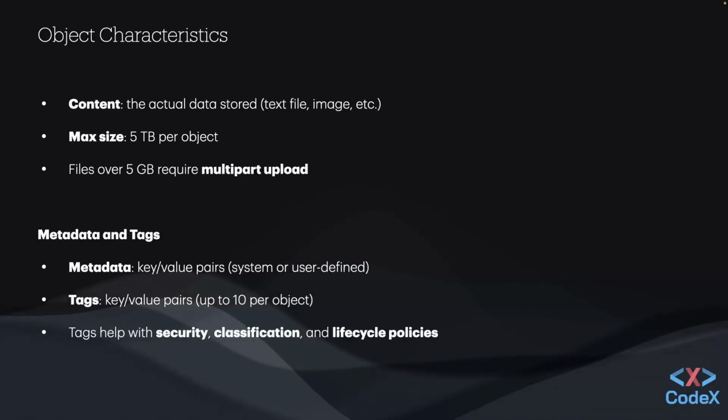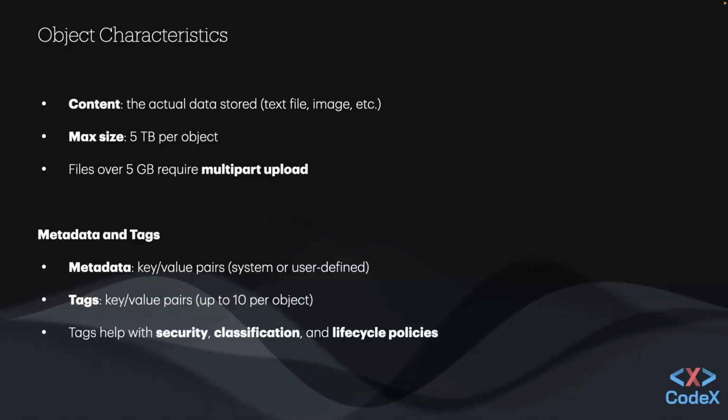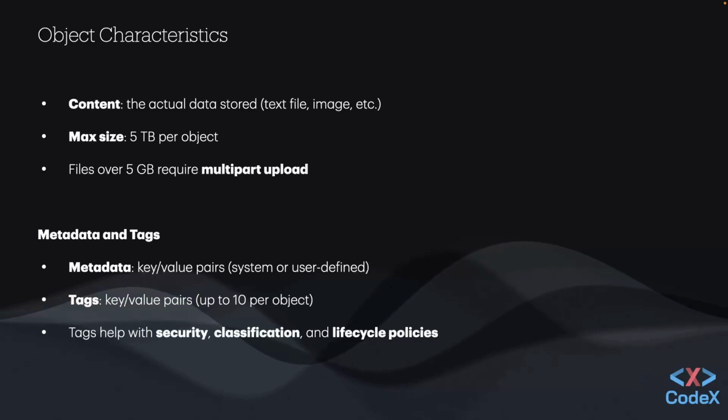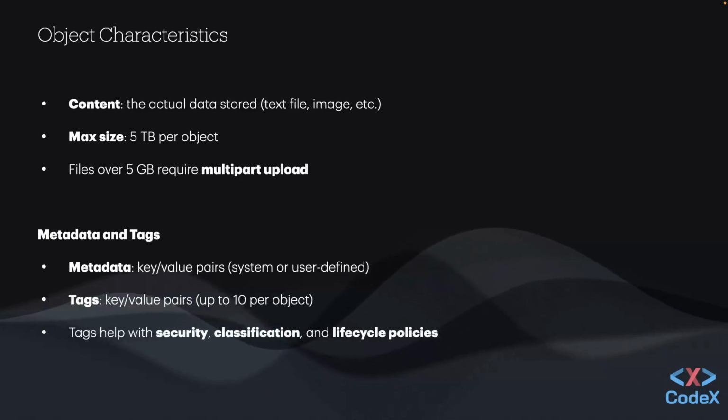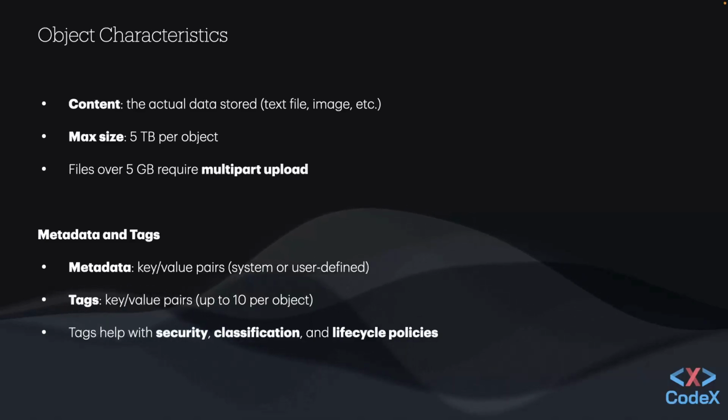Object characteristics. Content. This is the actual value stored by the object, such as a text file, image, etc. Maximum size. An object can be up to 5 terabytes, 5,000 gigabytes, in size. If you want to upload a file larger than 5 gigabytes, you must use the multi-part upload mechanism. Metadata. Objects can include metadata, which are key/value pairs similar to JavaScript objects. These metadata can be system-defined or user-defined, and they allow storing additional information such as content type, creation date, and more.